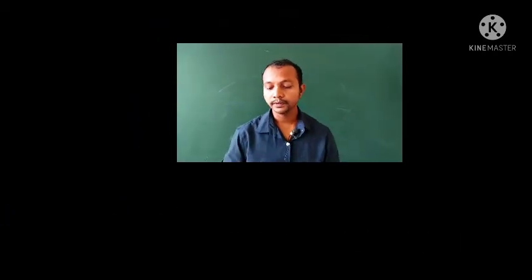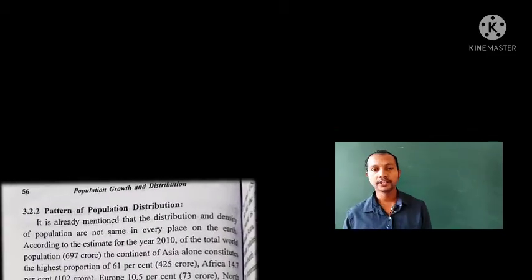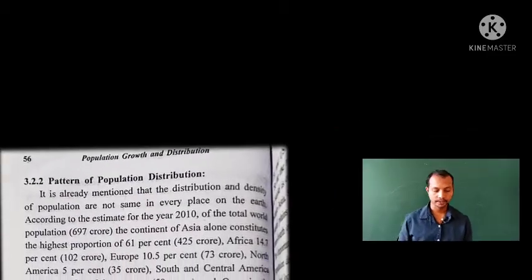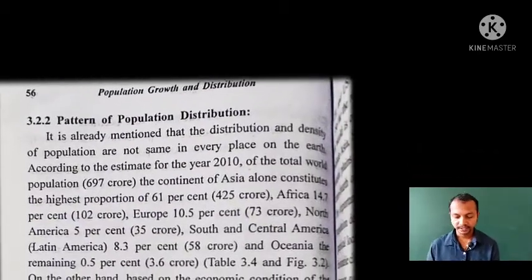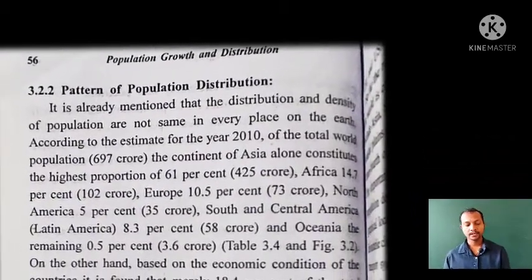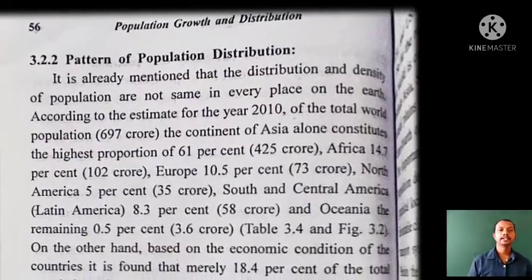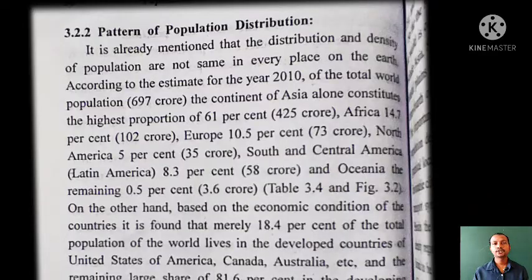Today we are going to continue from page number 56. The subtitle of it is pattern of population distribution. Okay, dear friends, this particular paragraph contains the topic that the distribution of population all over the world is not equal. We have been mentioning it in the previous classes also, that it is not distributed equally.